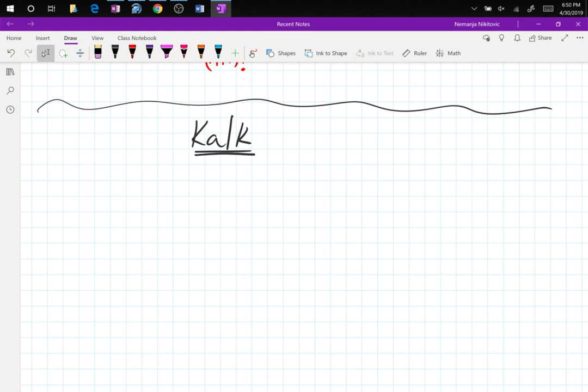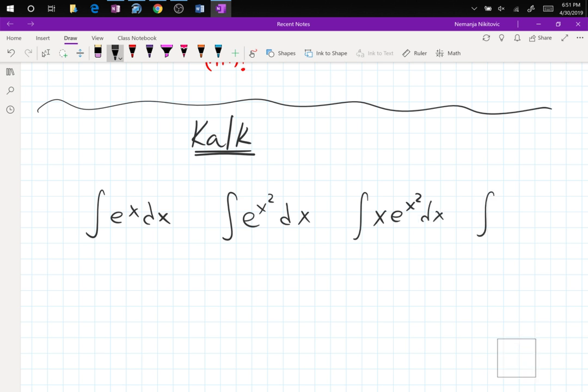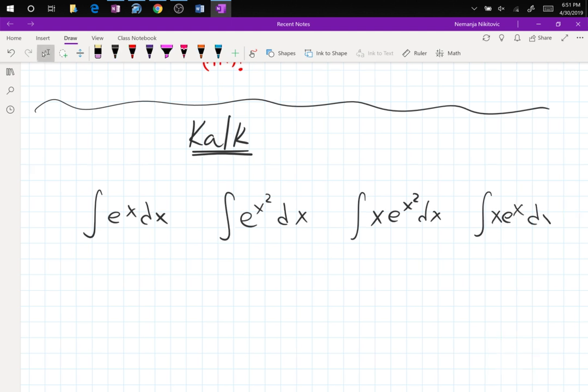So remember that one function that we said we're not going to integrate because it can't be integrated? We talked about it, I believe, when we talked about by parts. I said the integral of e to the x dx, then I said the integral of e to the x squared dx, then the integral of x e to the x squared dx, and then the integral of x e to the x dx.